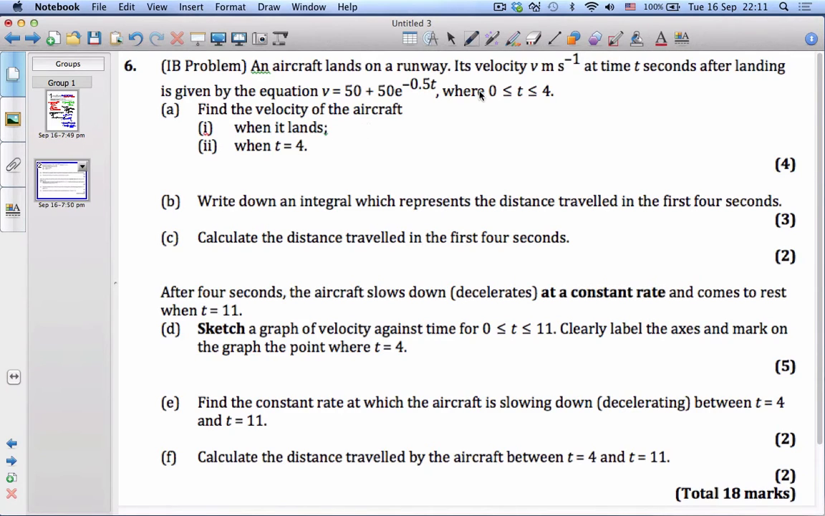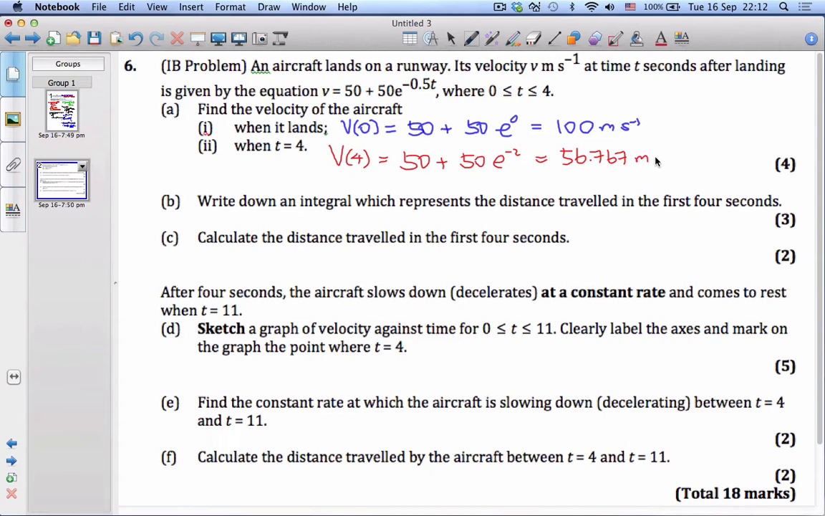When it lands, you're starting the time after it lands, so that's asking for v when t is 0. So 50 plus 50 times e to the 0, which should be 100 meters per second. And when t is 4, you just plug in 4 for t. You get 50 plus 50 e to the negative 2. If you plug this in the calculator, you get about 56.767 meters per second.